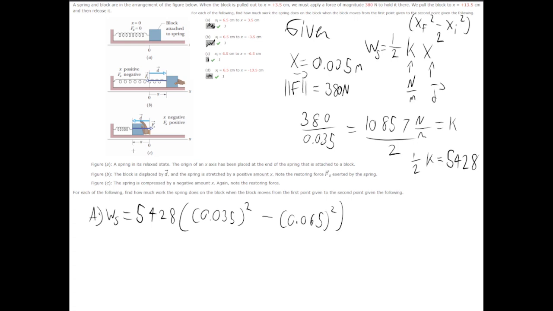Okay. It's going to be minus 0.065 squared. Forgot it's a negative, it's a negate. So negate, this is all going to be negative. So we can just put a negative here. So the answer is going to be 16.28.